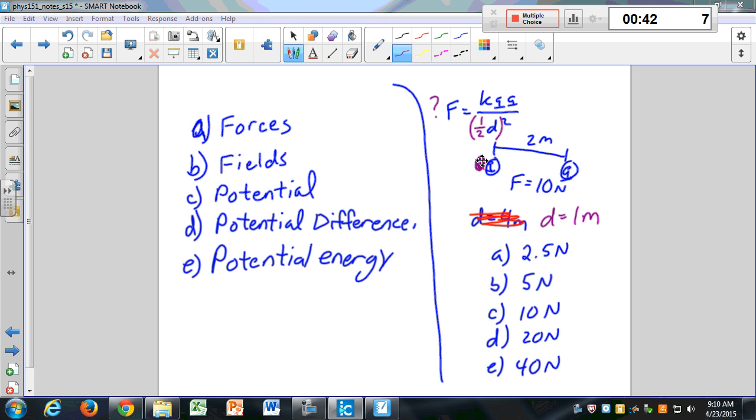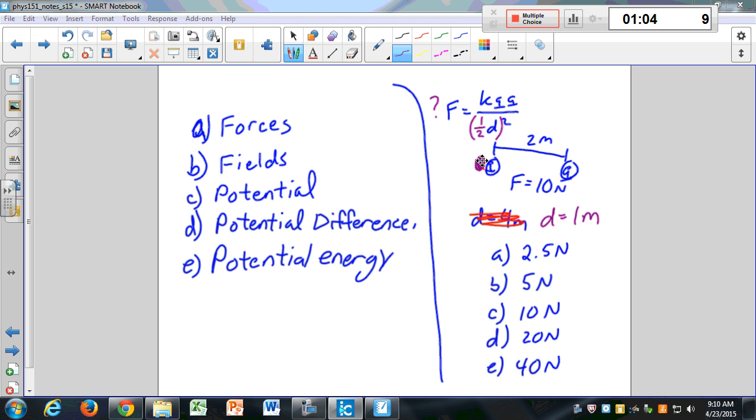So I have these 2 charges right here, and they experience a certain force. What happens to the force if I bring them closer? Don't worry about the equation, just ask yourself, what happens to the force if I bring them closer together? Does it increase or decrease? It increases, right? So the force is going to get bigger. So that means I can get rid of A and B, and I can get rid of C as well. So I'm just left with D and E.